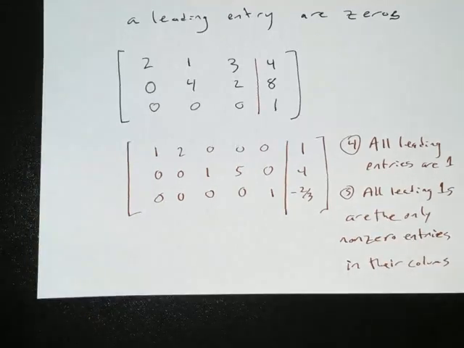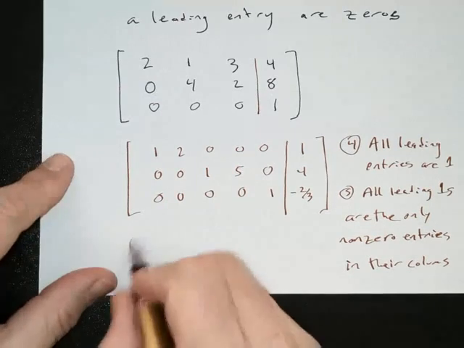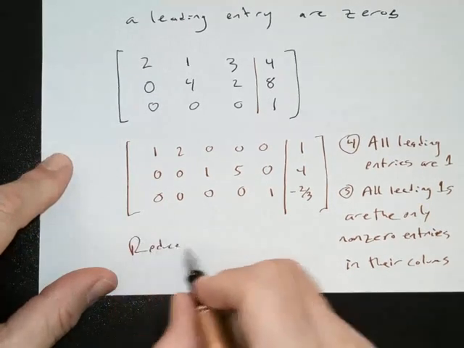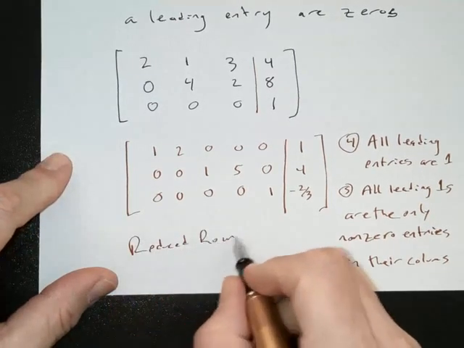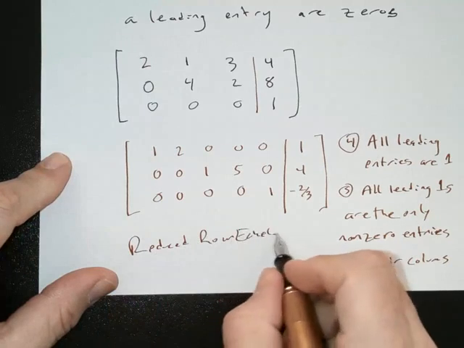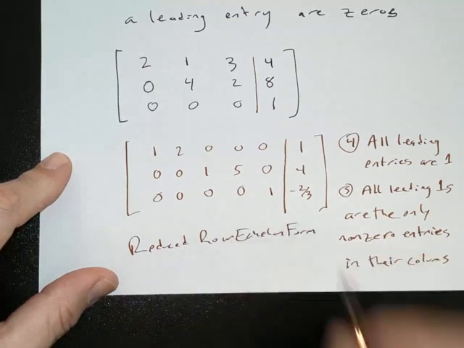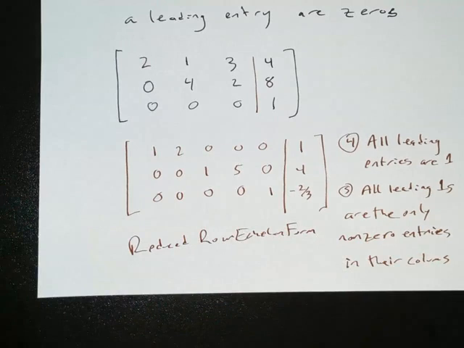Adding these 2 extra conditions gives me something called reduced row echelon form, which I prefer over just regular ordinary row echelon form. And I promise there's a reason for that. It isn't just because I think it's pretty. There's actually a better reason. I do think it's pretty, but there's a better.